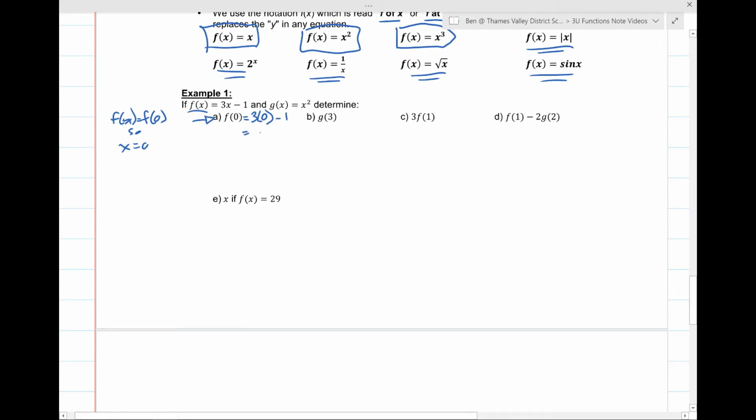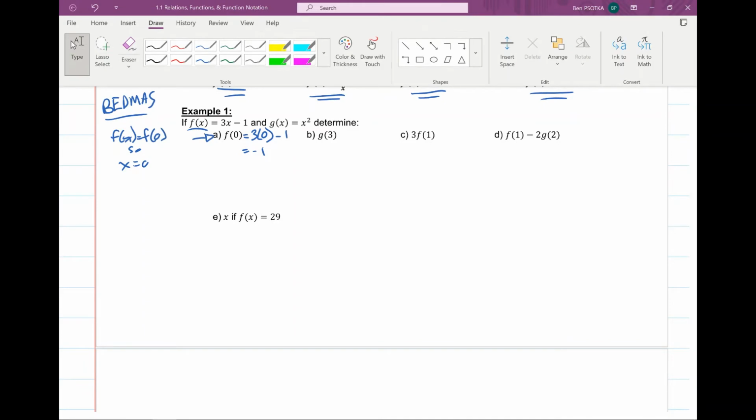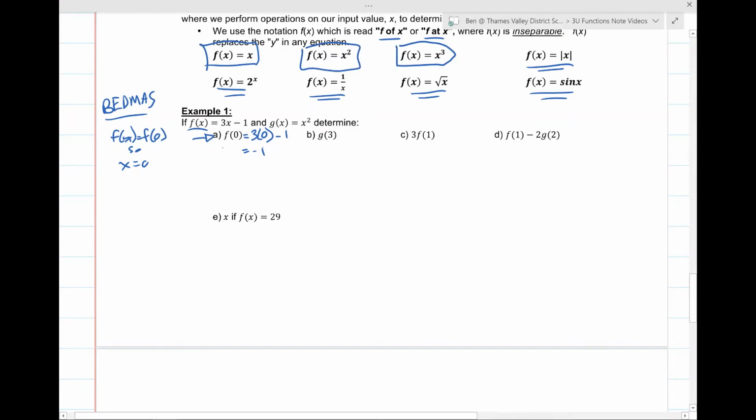3 times 0 is 0. We're going to follow our BEDMAS here, our order of operations. 3 times 0 is 0, leaving us with f at 0 equals negative 1. That's how we would say this. You might be tempted, and I saw some folks in my class earlier this week who were tempted, to try and isolate for this f. That's not what we do here.